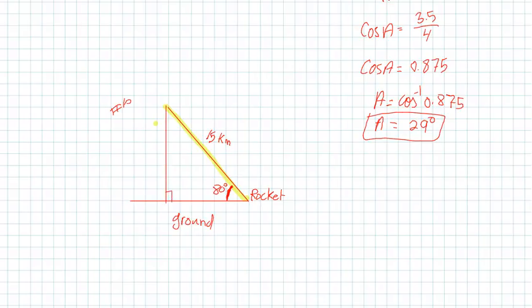Okay, so the rocket started here. It flew for 15 kilometers. Now they want to know what's the altitude of that rocket. Are we okay with this? So we have to find only one thing, right? That's correct. You have to find the opposite side, knowing the opposite side and hypotenuse. Okay, so we're looking for sine. Sine.